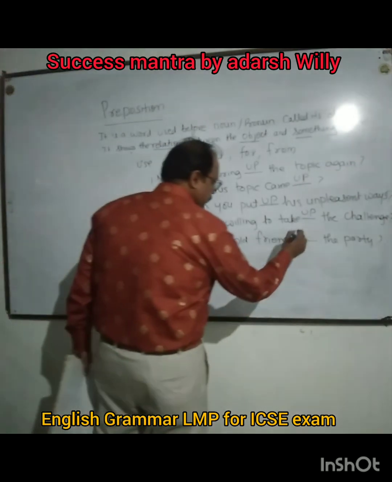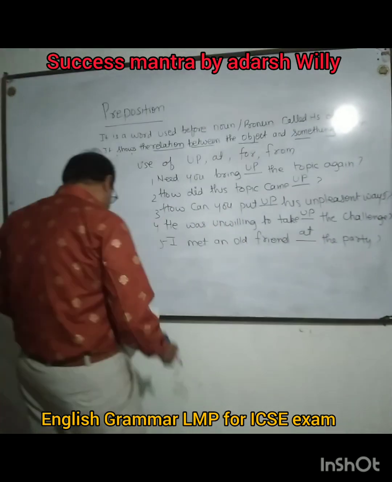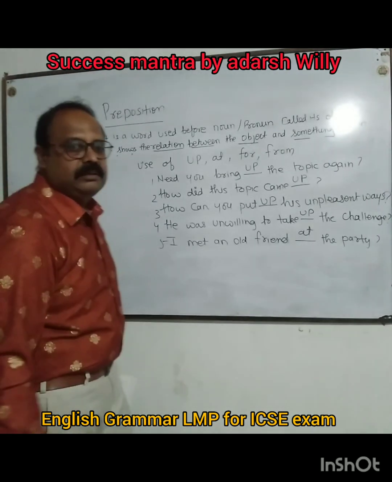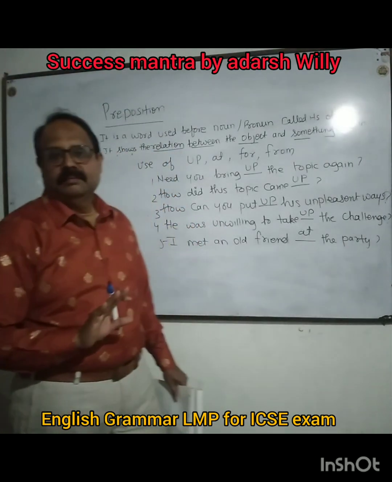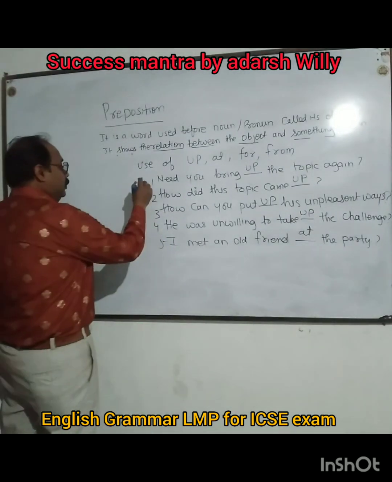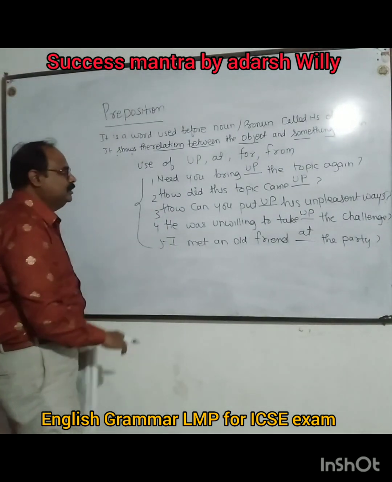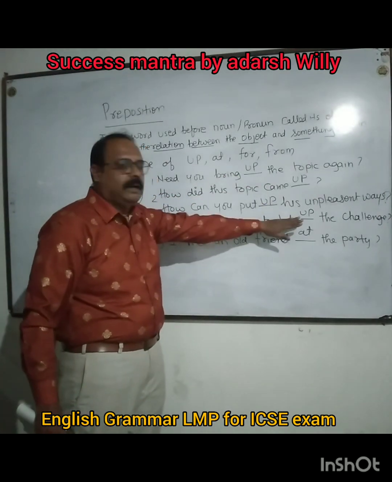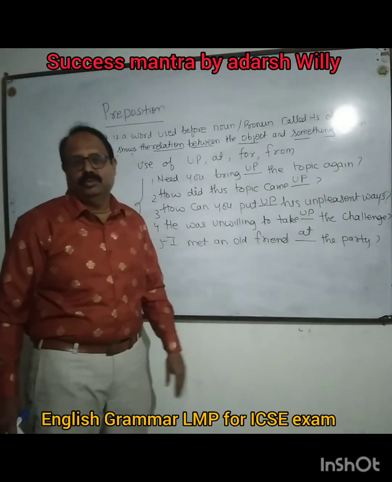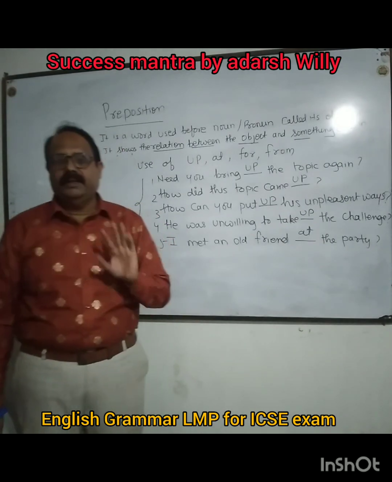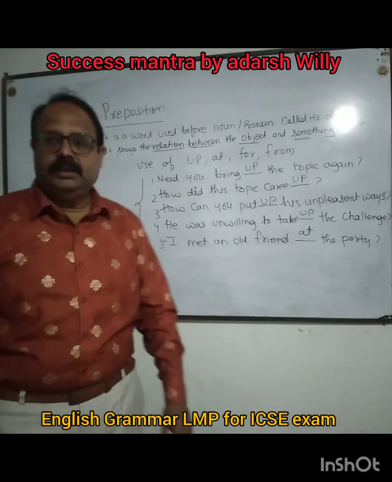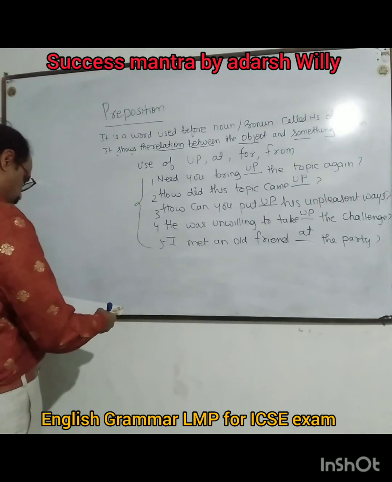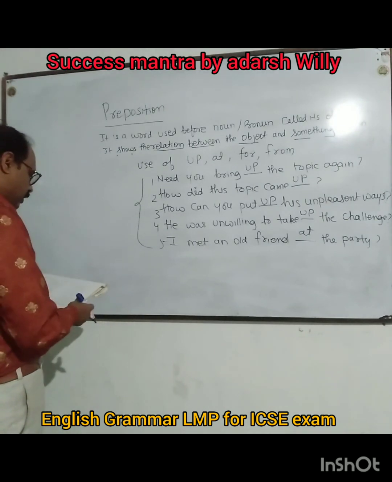And fifth one: I met an old friend dash the party. At the party. Okay, so you see that this type of question appeared in the board exam once. Five marks. It was a tricky question. You can see that at 4 places up is there. Only at 1 place at is used. So sometimes in the board exam you get these types of questions. So you have to be very much aware of what you are writing.